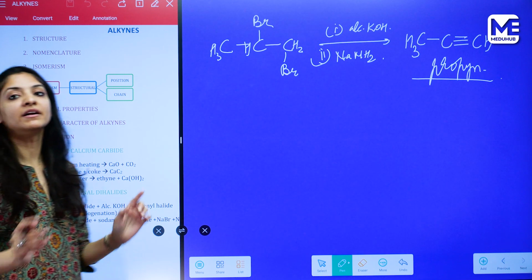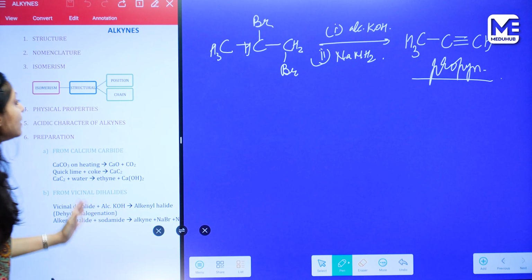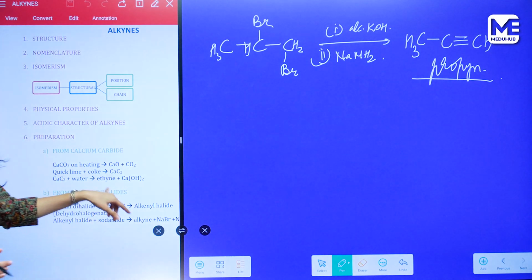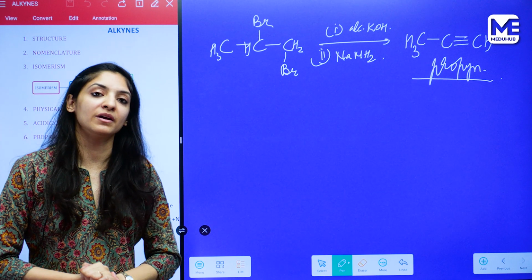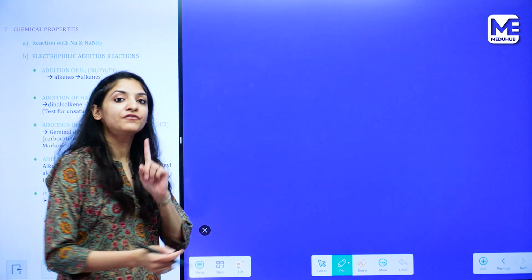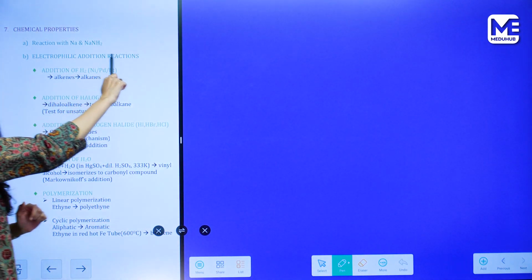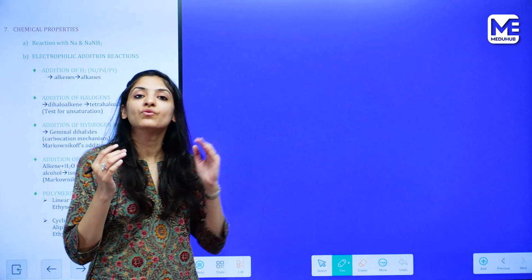There are two methods now. One from calcium carbide. The calcium carbide method is used for the preparation of ethyne, and other alkynes can be prepared from vicinal dihalides by treating with alcoholic KOH and soda amide. The next and the last topic for alkynes is the chemical reactions of alkynes. The first reaction is reaction with sodium and NaNH2. We have already studied this under acidity of alkyne. So when an alkyne reacts with sodium or NaNH2, which are strong bases, either hydrogen or ammonia is released and we get a salt. This tells us that alkynes are acidic in nature.